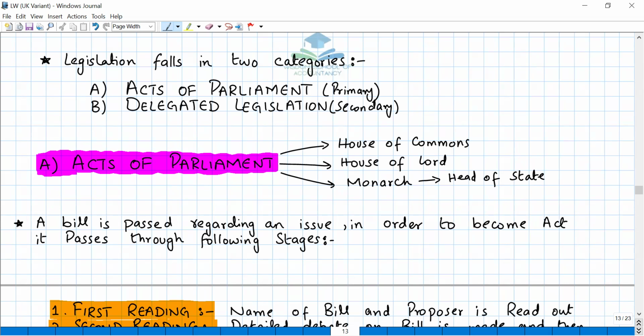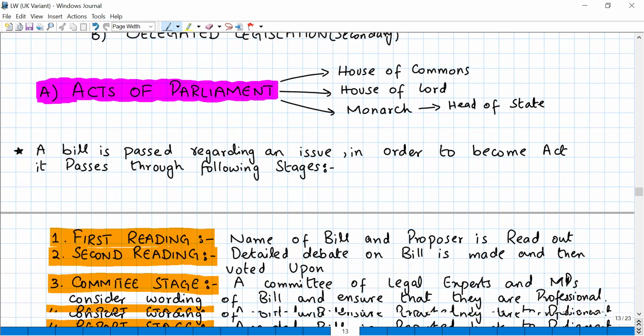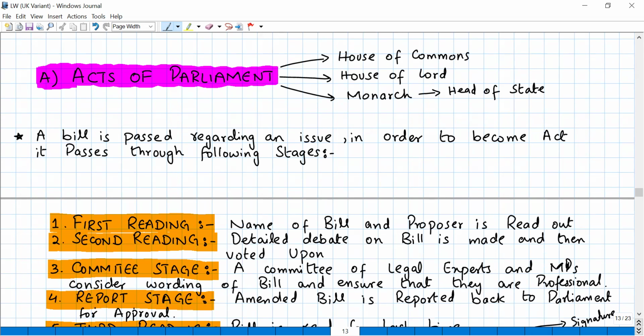Yes. Now, how is a law created? Now let's discuss how a parliament creates a law. So the first thing is a bill. A bill is passed regarding an issue. In order to become an act, it passes through the following stages.